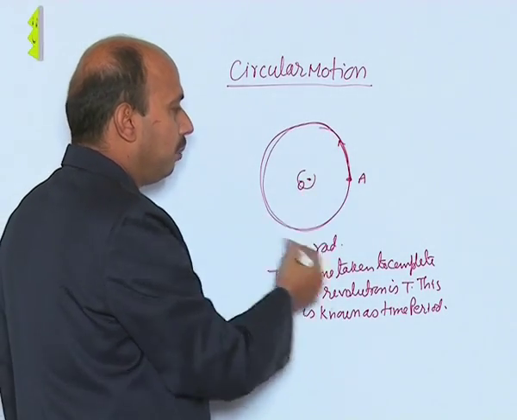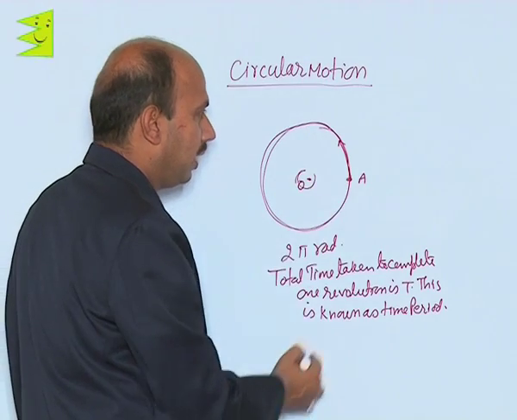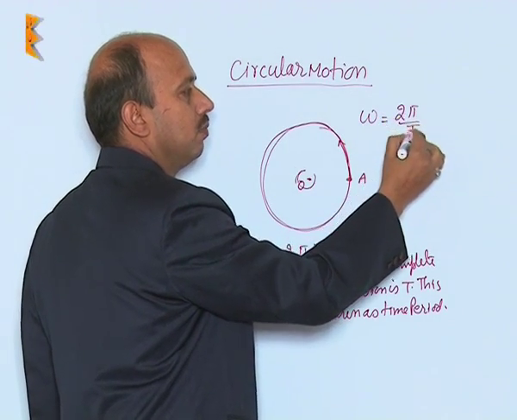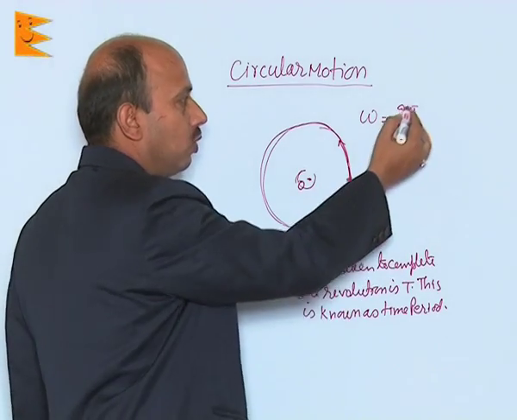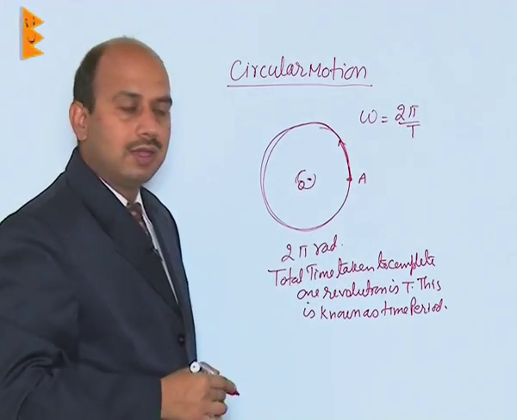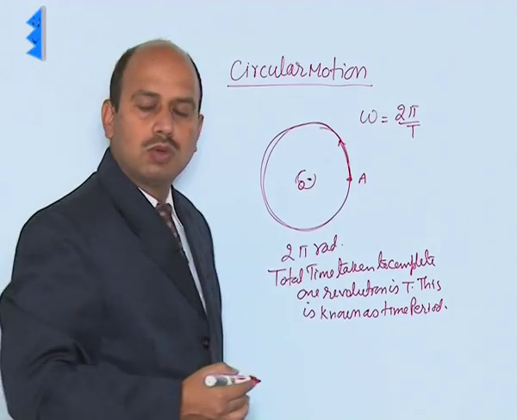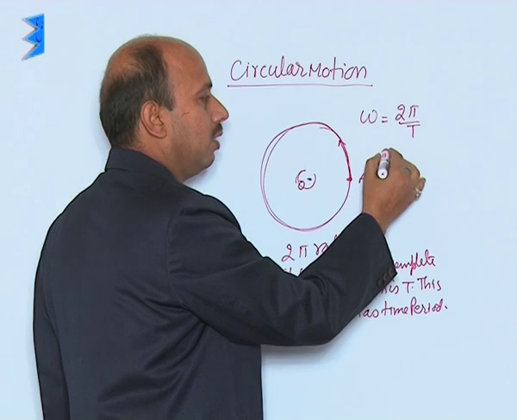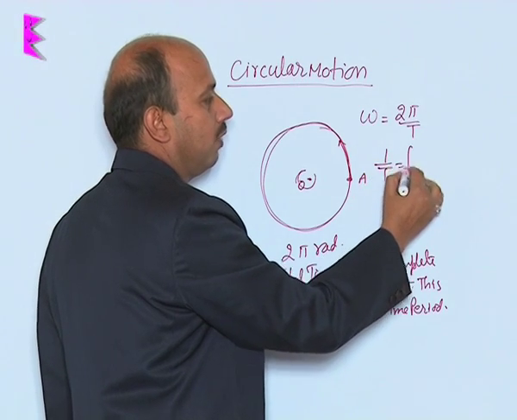So, if the body has completed this one revolution here, then we can write omega is equal to 2 pi upon T. 2 pi is the total angle subtended in one revolution and this capital T is the total time taken. And here we can also write 1 upon T is called frequency.